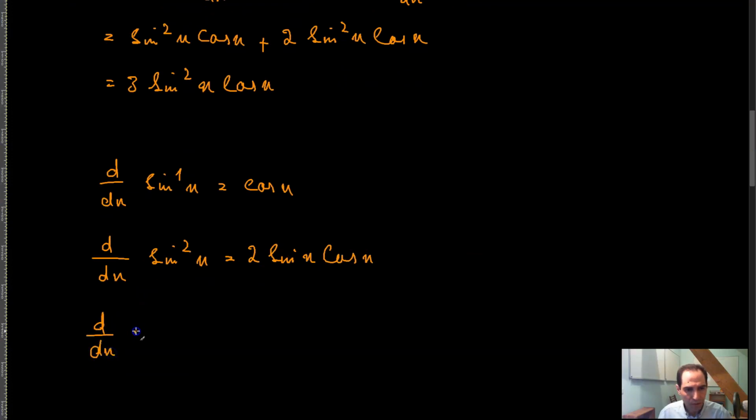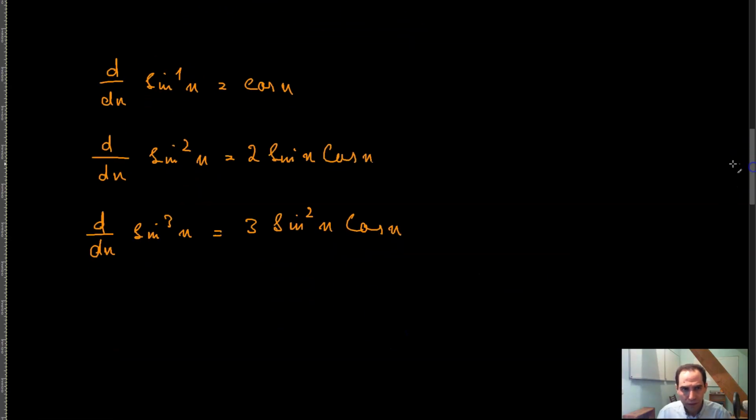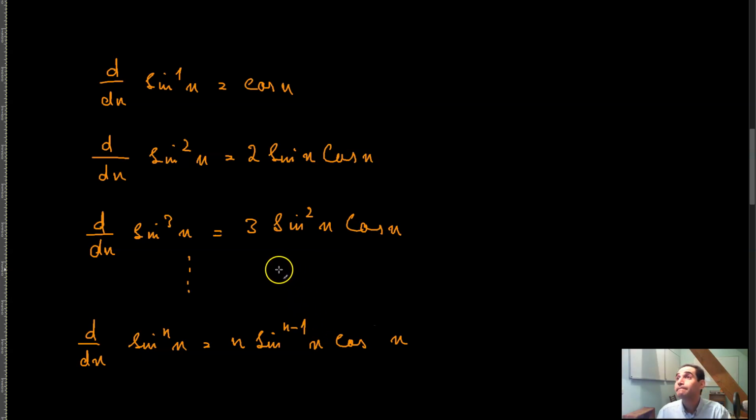When n is equal to 3, d by dx of sine cube x is equal to 3 times sine squared x times cos x. That means that you can say that probably d by dx of sine raised to the power n of x is equal to n times sine raised to the power n minus 1 of x times cos x.